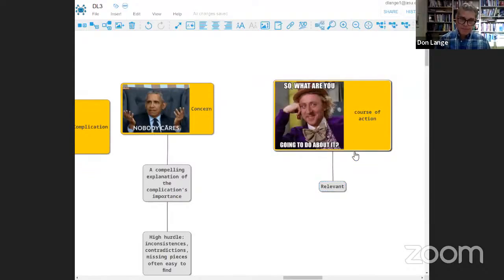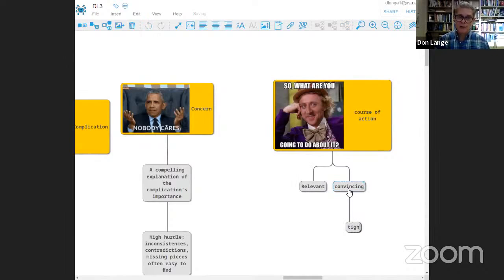And you want your course of action to feel convincing. How do you do that? Well, obviously with tight logic. And also, you want it to be well explained. So you want your writing to be clear.